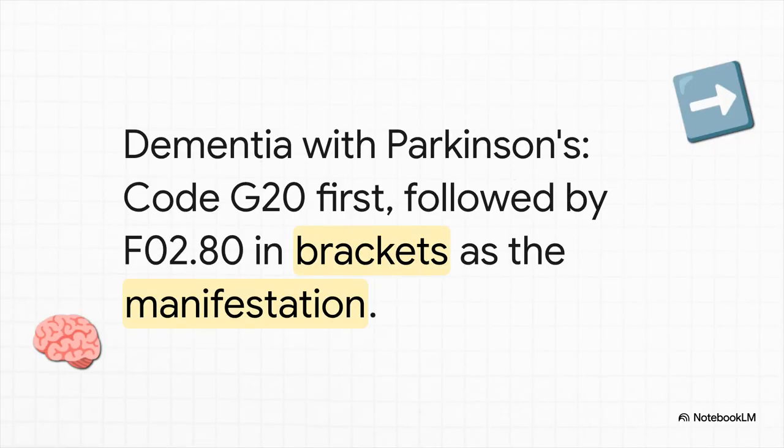Let's ground this rule with an example straight from the text, dementia with Parkinson's disease. In the index, you're going to find category G20 listed first, followed by F02.80 enclosed in brackets. Whenever you see those brackets in the alphabetic index, it's a hard and fast rule. The code in brackets must always be sequenced second. It represents the manifestation of the underlying Parkinson's disease.